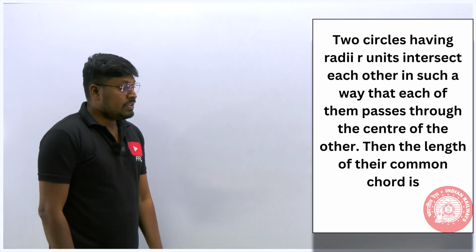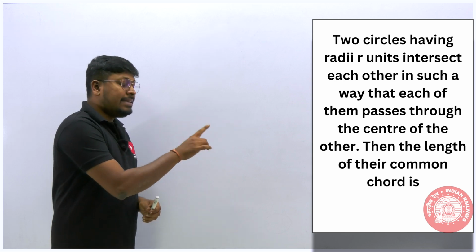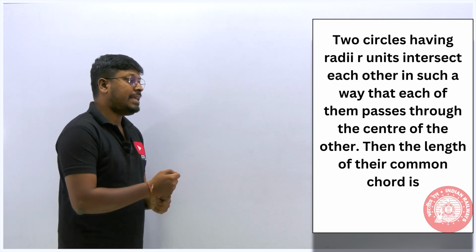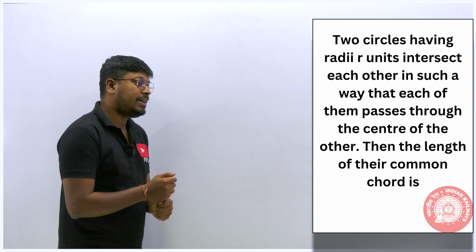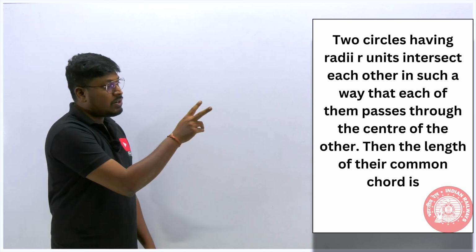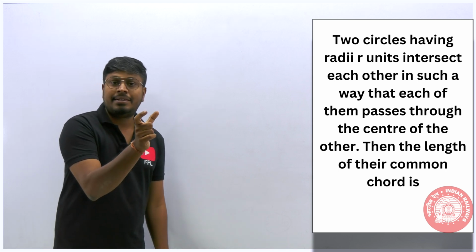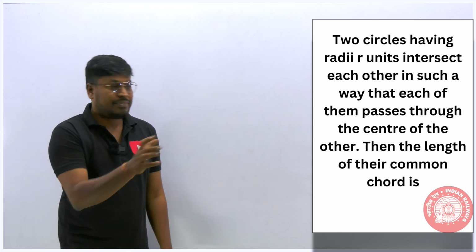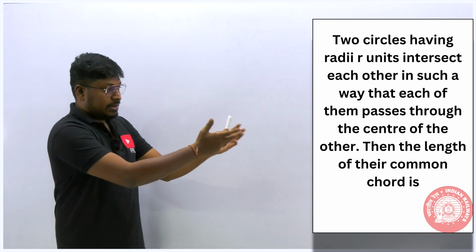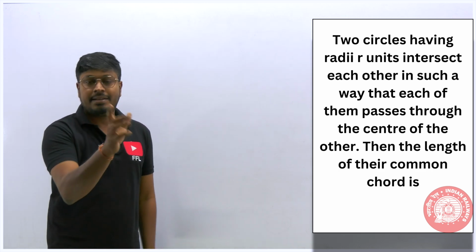Second question. Two circles having a radius r units intersect each other in such a way that each of them passes through the center of the other. Then the length of their common chord is, right? So what they are saying is there are two circles having a radius r unit. That means both circles have the same radius, that is r. First understand the question, because no value, nothing they have given, right? Just they have given only r, the radius is r, that's it.